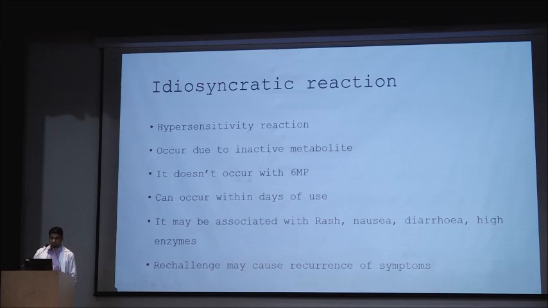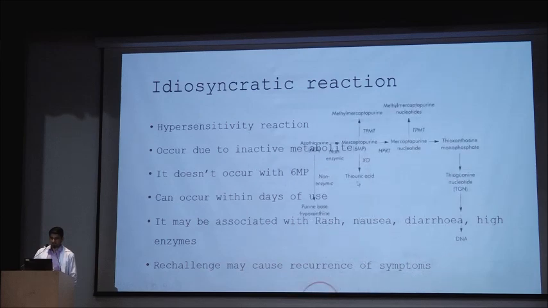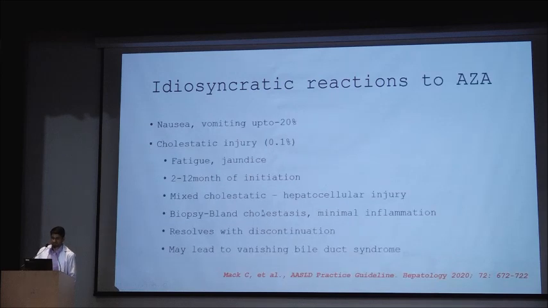This is a hypersensitivity reaction that occurs because of an inactive purine-based metabolite, and it doesn't occur with 6-methyl mercaptopurine. It can occur within days of starting azathioprine. It may be associated with rash, nausea, diarrhea and high enzymes, and may mimic other viral infection or viral hepatitis. The problem is that re-challenge with azathioprine may cause recurrence of the febrile episodes. So the idiosyncratic reactions of azathioprine are the most common cause of adverse events.